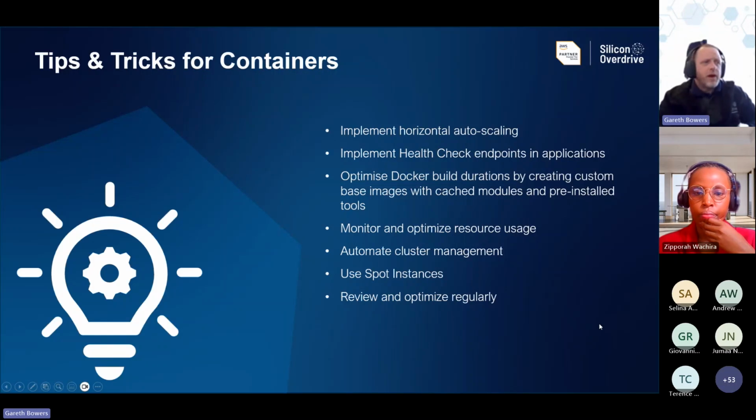Tips and tricks. Implement horizontal auto-scaling. Understand, same as with your normal EC2s, if you're normally running stuff, or even Lambdas, what your base size is that you need for your application to run. If that's 1 CPU, 2 CPUs, what does that need to be for it to tick over?